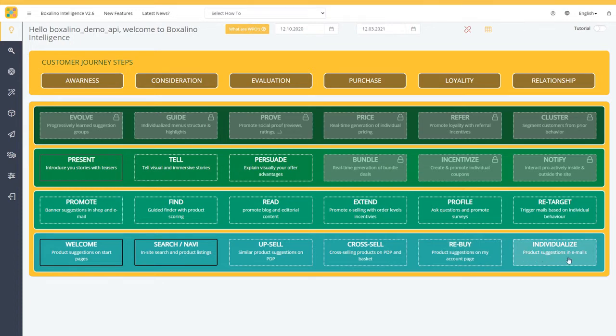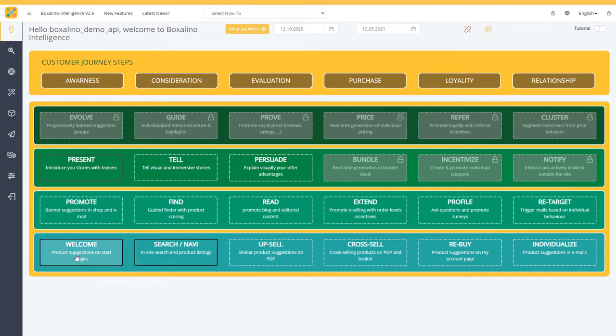And finally, the individualize, which is in the relationship column, which means that he's not currently on the website, but you can reach out to him by sending a message, like for instance, an email. We will not discuss in this video any of the other levels, like promote, find, read, extend, profile, retarget. They are fundamentally the same, but they are not specifically speaking about products. So they are different to that extent. But for the sake of this video and for the sake of understanding the basics of the widget, we will stick with this first line.